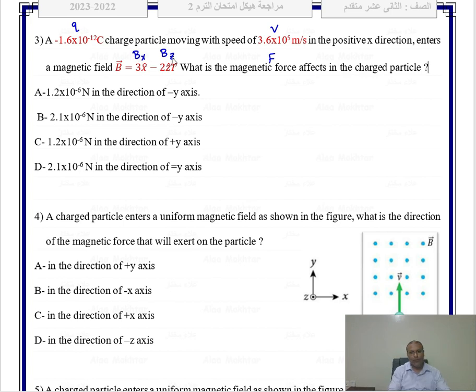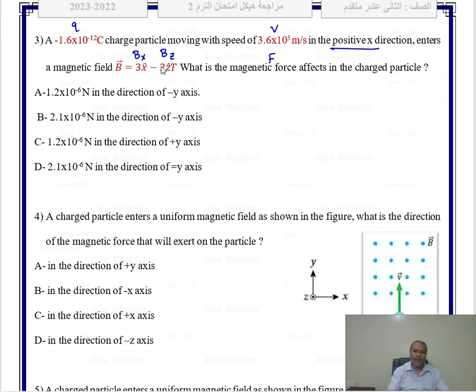We have two magnetic fields, in the X direction and in the Z direction. The magnetic field in the X direction doesn't exert any force on this particle. Why? Because the particle moves in the positive X direction also. The particle and the magnetic field in the X direction are parallel to each other, so the magnetic field in X doesn't exert a force on this particle.